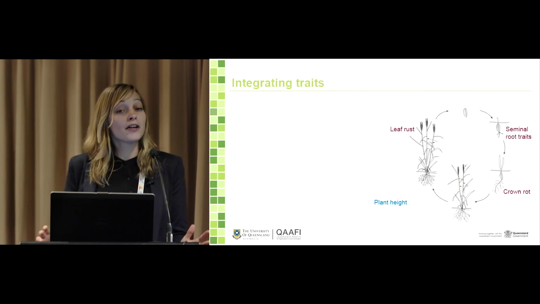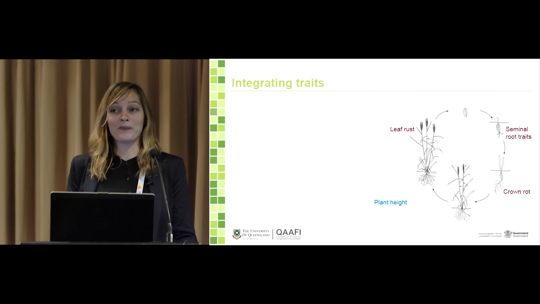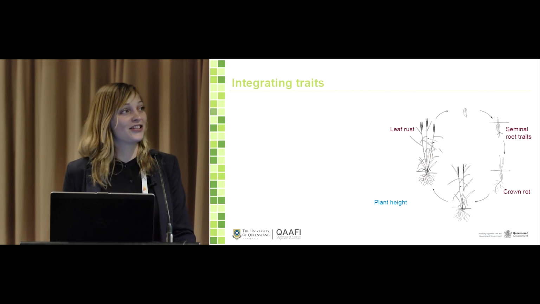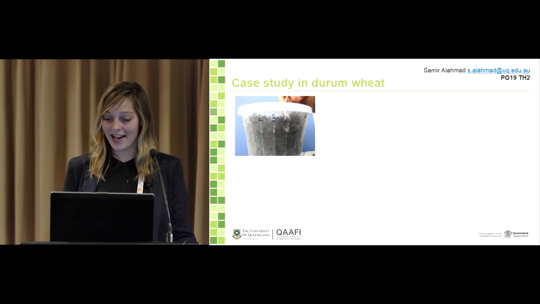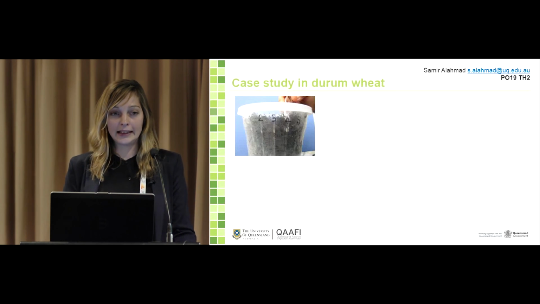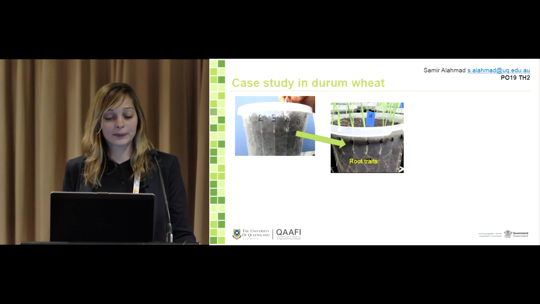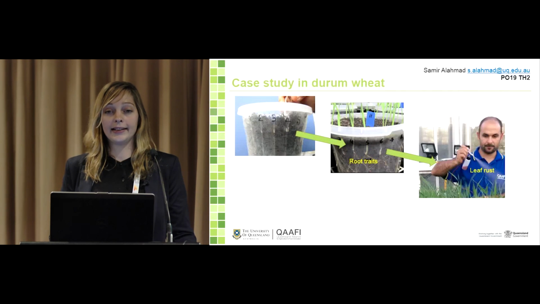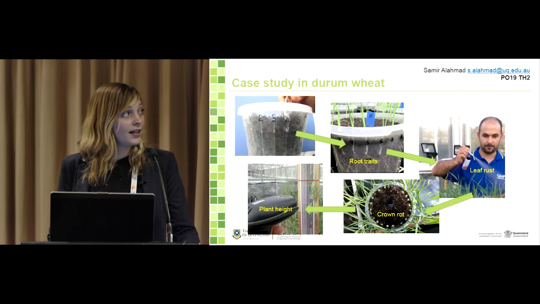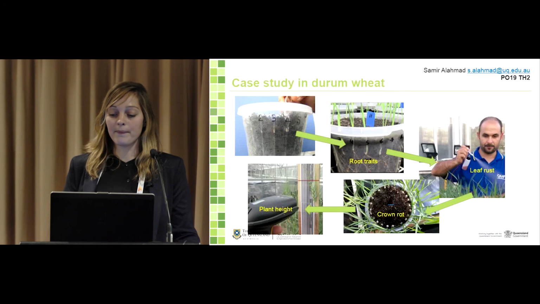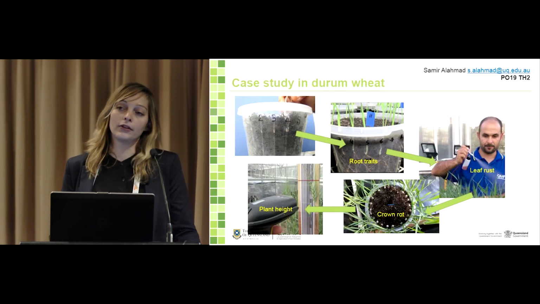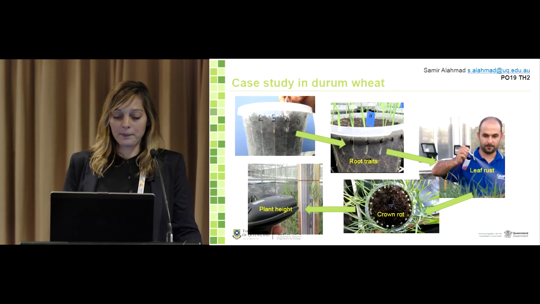All right, now it's time to integrate all these phenotyping methods in just one generation. This is Samir's work. He had a poster at the conference. What he did is he used clear pots. He measured root traits, and then he sprayed the plants for leaf rust, and then for crown rot. And then he measured the plant height. I don't know, do you want to comment about this? No, that's all right. Okay.